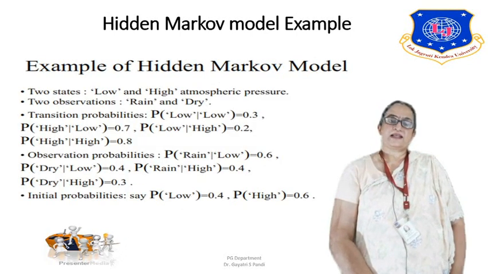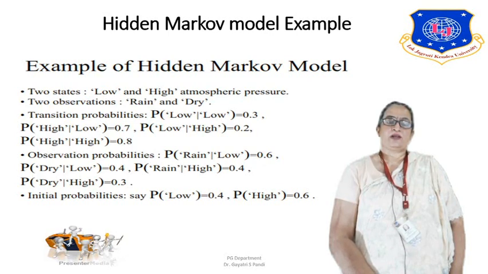Now this is an example of hidden Markov model. You have two states, as I told you, low and high. These are basically the atmospheric pressure, and two observations, rain and dry. Transition probabilities are defined, like probability of low to low is 0.3, probability of high to low is 0.7, and probability of low to high is defined as 0.2. There are various other probabilities defined like this. You can just have a look at the content.